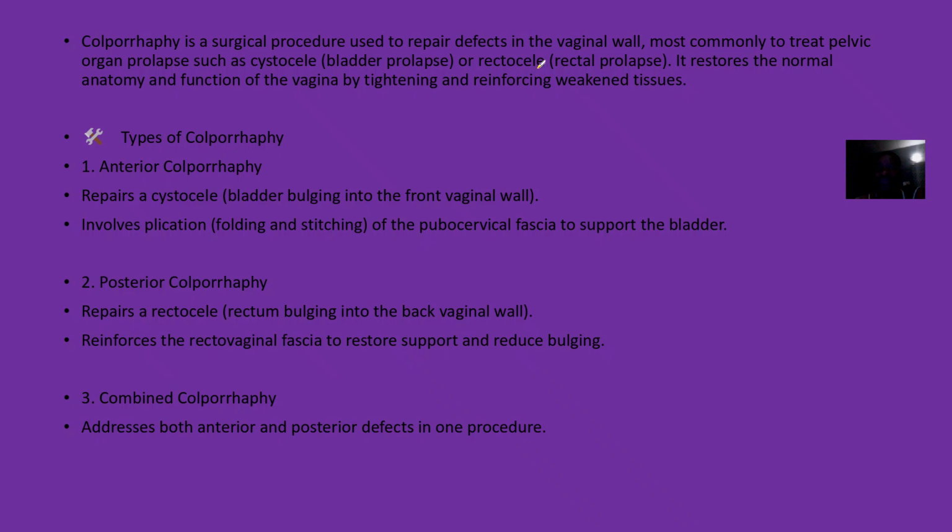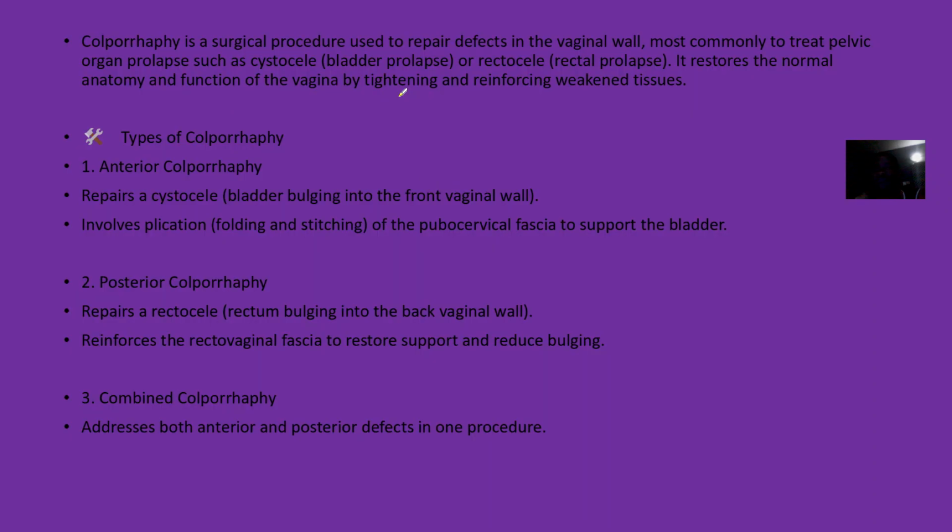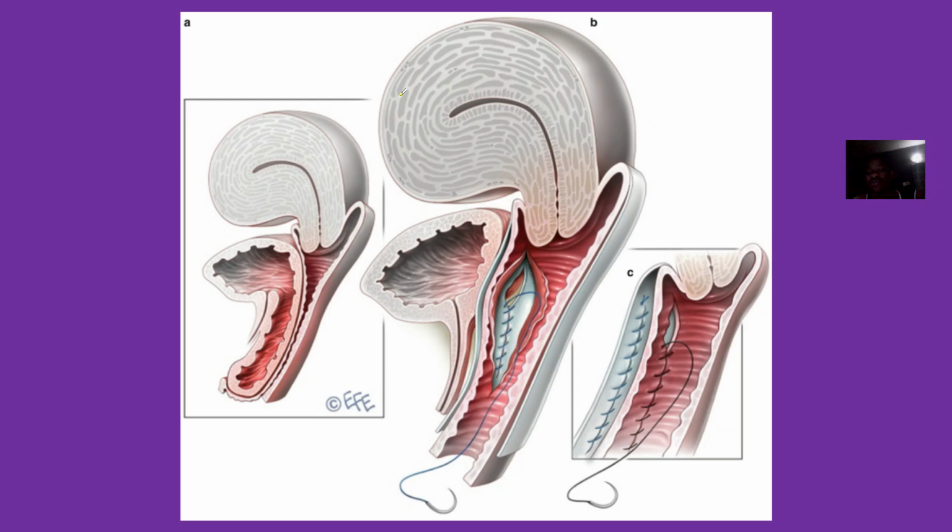So it's just used to repair a defect in the vaginal wall, most commonly to treat pelvic organ prolapse, such as cystocele, the bladder is collapsing down, okay, or rectocele, the rectum is collapsing down. Do you understand? So you just want to restore the normal anatomy around the vaginal area.